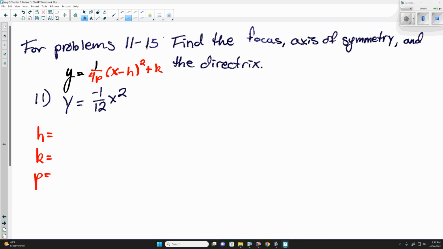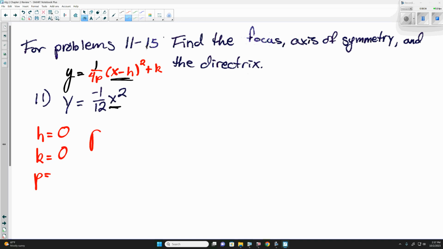So what would the value h for this be? H is inside the parentheses. Do we have one? It would be 0. K would be 0. Questions on how we found h and k? Now we need to find the value of p.